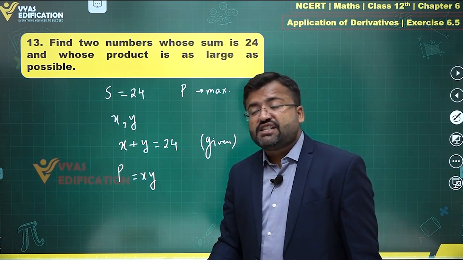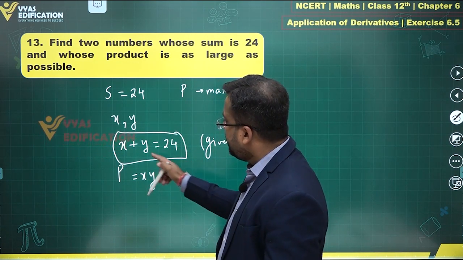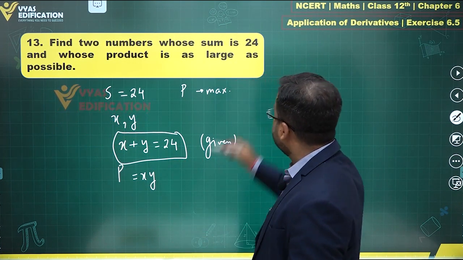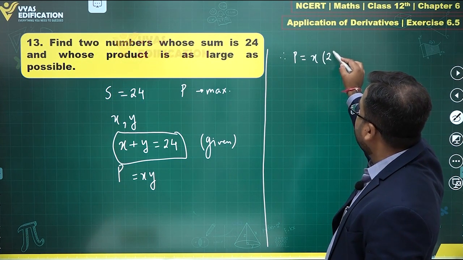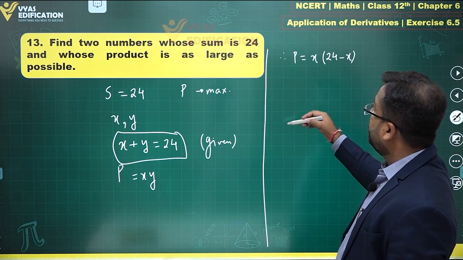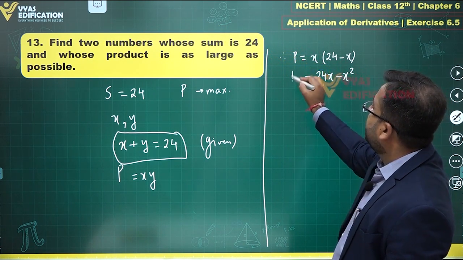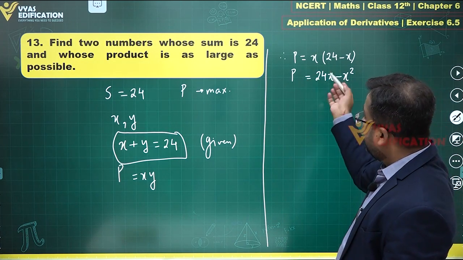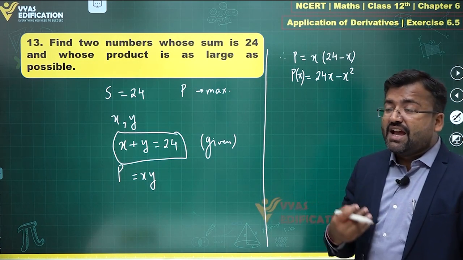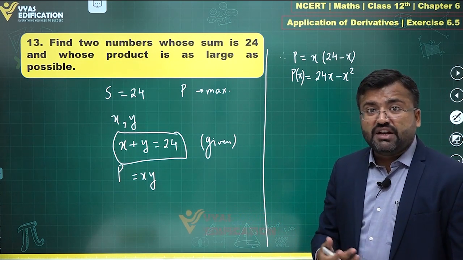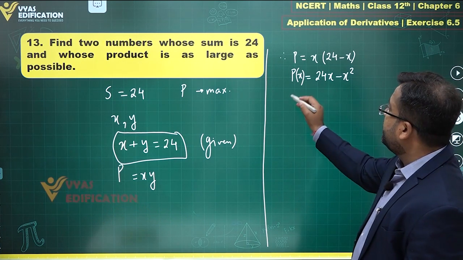Instead of two variables, let's convert this expression into a single variable, and that can be done with the help of this equation. y can be replaced by 24 minus x. So therefore, P is equal to x times 24 minus x. This is 24x minus x square. This is the product function, product in terms of x. And now I can minimize or maximize this by simple differentiation, or since this is a quadratic, I can do that directly as well. Let's use the derivative.